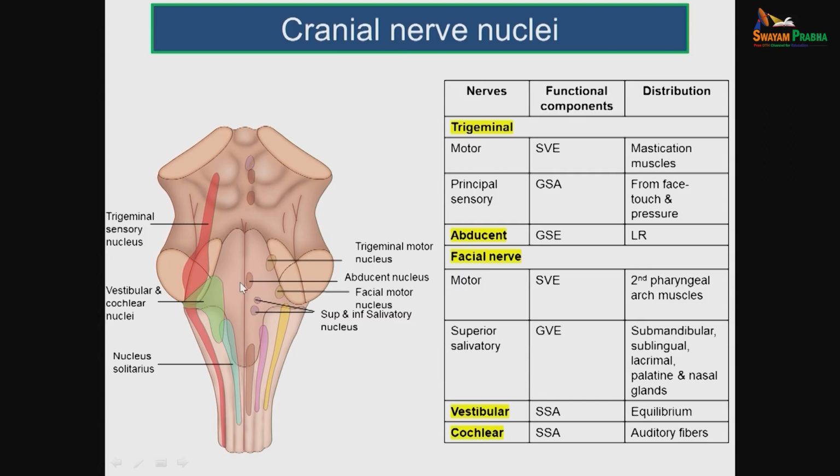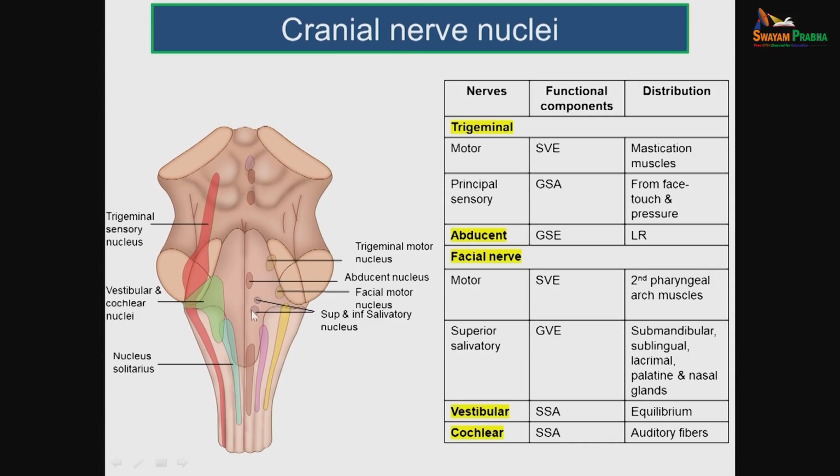Now coming to the abducent, the motor component is the general somatic efferent, that means it supplies the lateral rectus muscle. Now coming to the facial nerve, and again the facial has both motor and sensory components. The motor part of the facial nerve is again a special visceral efferent. This supplies the muscles derived from the second pharyngeal arch, that is the muscles of facial expression. So that's it, the special visceral efferent.